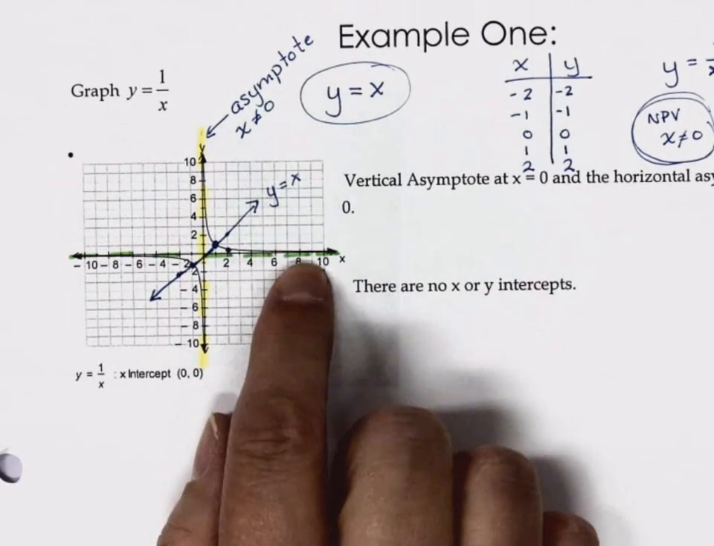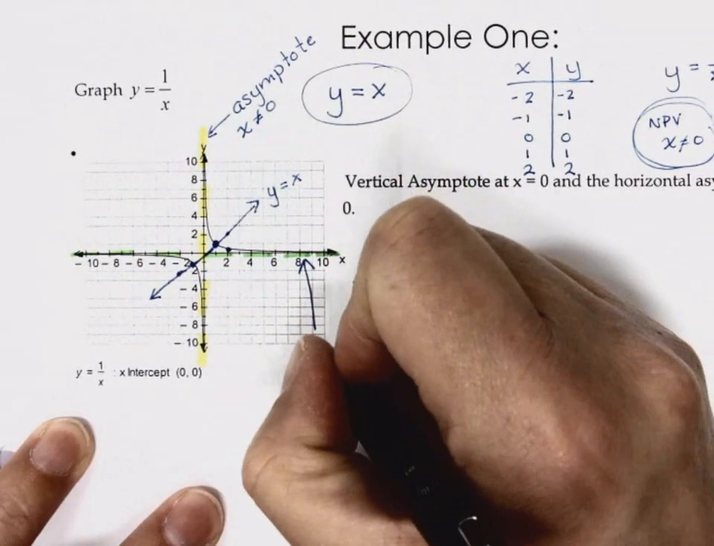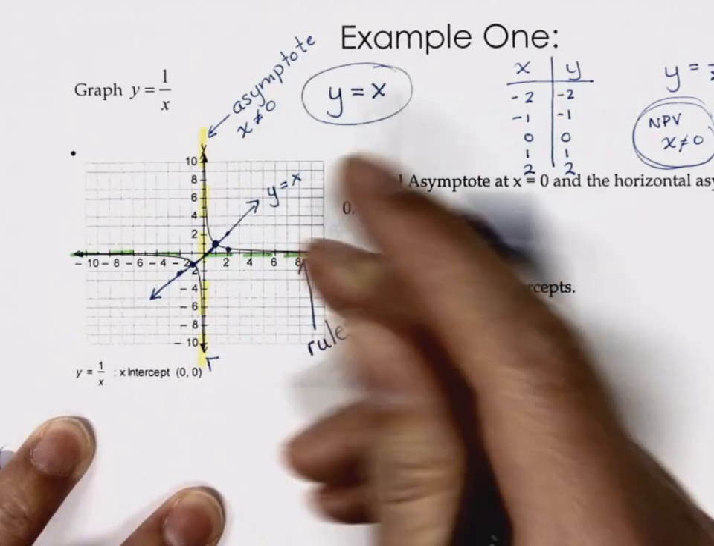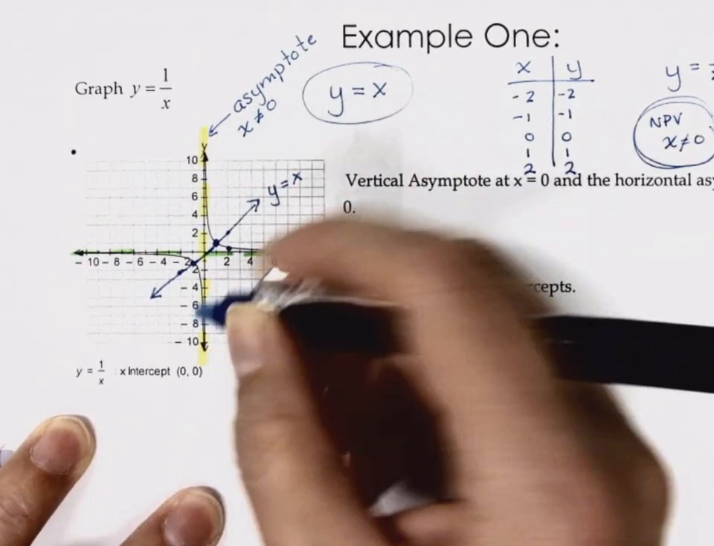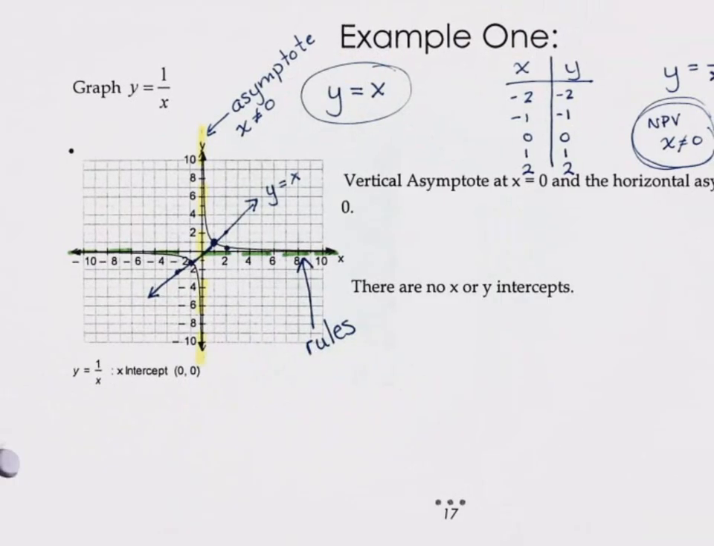All right, so this one, the horizontal asymptote, is related to some rules on the next page. The vertical asymptote is related to your non-permissible values.